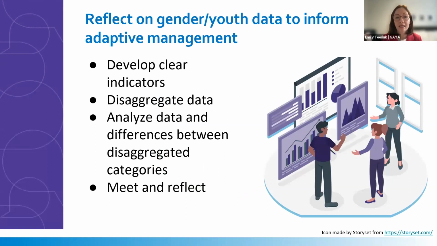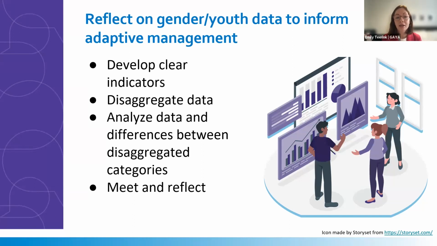Gaia also recommends that implementing partners reflect on data to inform adaptive management. The first step in this process is to develop clear indicators to assess the impact of gender and youth integration. Programs can start with or adapt existing standard indicators, or they can develop custom qualitative indicators to more deeply explore the impact of gender and youth integration. Once again, I'll direct you to the evidence brief for more resources on how to do this.